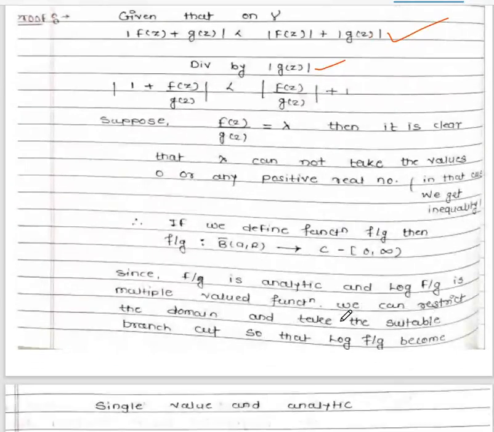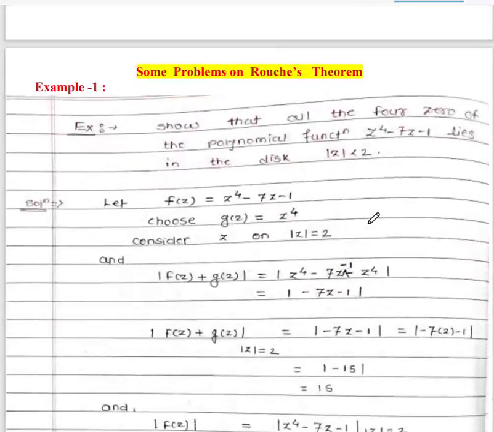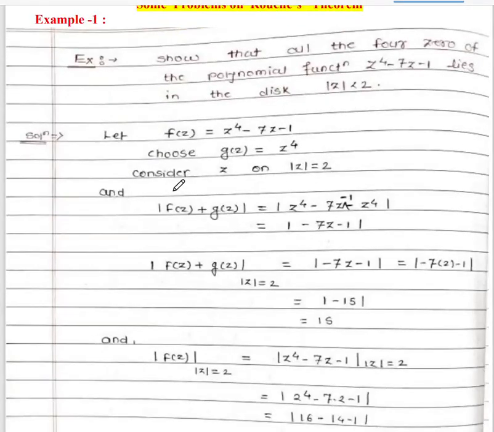Now we will see some problems on Rouche's theorem. So what is the first problem? Show that all the four zeros of the polynomial function z to the power 4 minus 7z minus 1 lie in the disc mod z less than 2. What is the solution? Let f of z equal to z to the power 4 minus 7z minus 1. So we choose g of z, g of z means z to the power 4. So consider here z lies on mod z equal to 2.